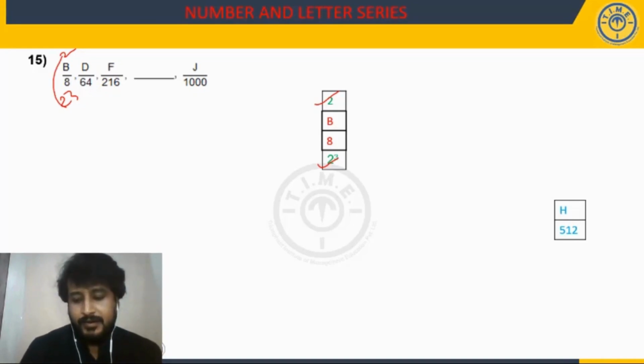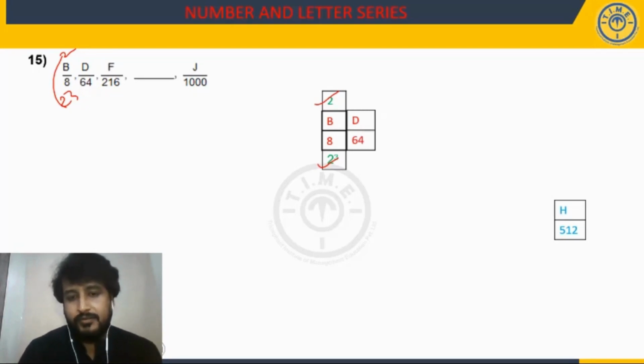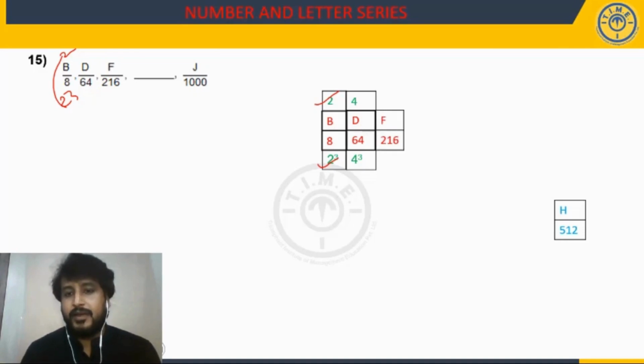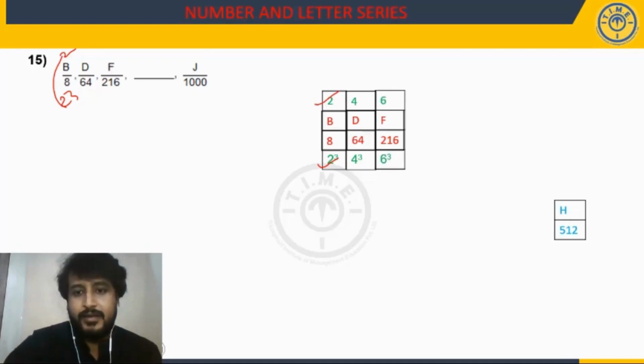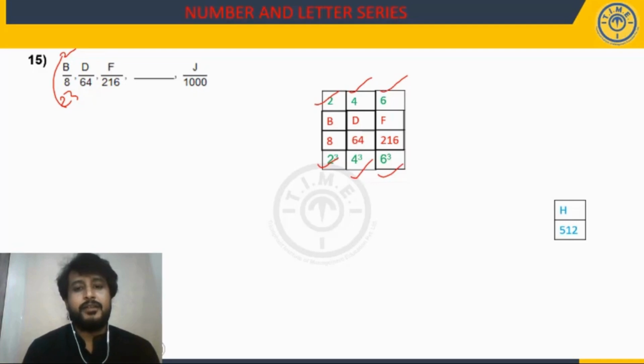Now next, D's place value is 4 and 64 is 4 cube. Perfectly matching. Now what is the next? F. F's place value is 6 and 6 cube is 216. Perfectly matching: number and the cube of that number. It means the denominator is the cube of the place value of the given letter.